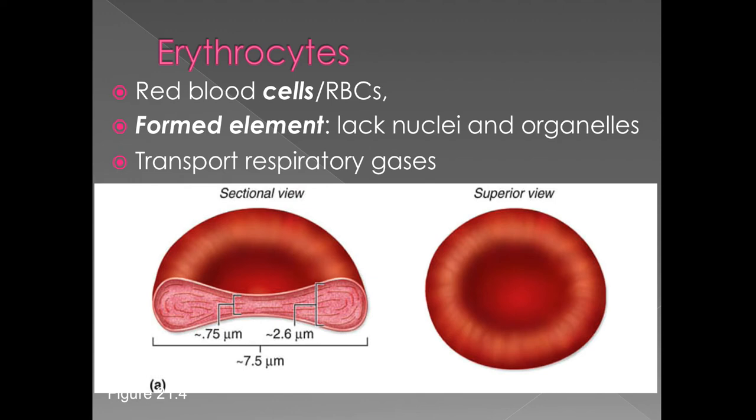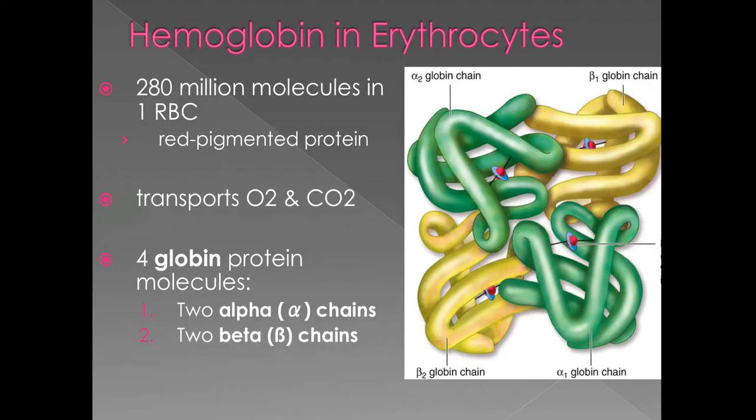Now, the overall function of the erythrocyte is to transport the respiratory gases, and they do this with the help of a structure known as hemoglobin. Within each erythrocyte, there's about 280 million molecules of hemoglobin. And the hemoglobin's job is to transport oxygen and CO2.